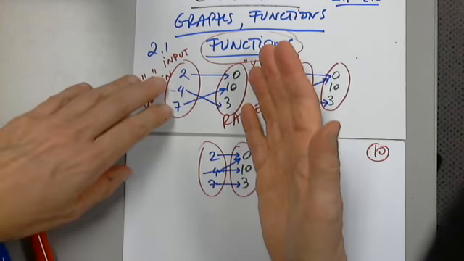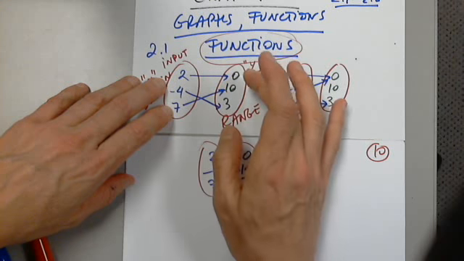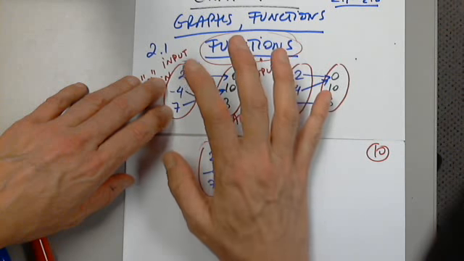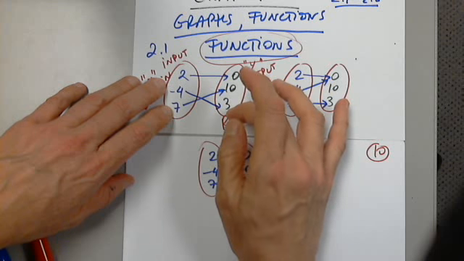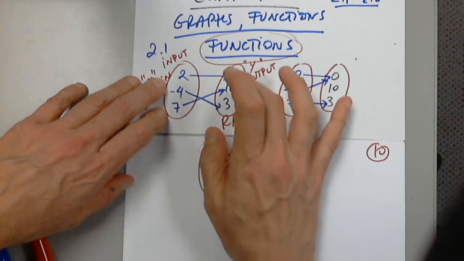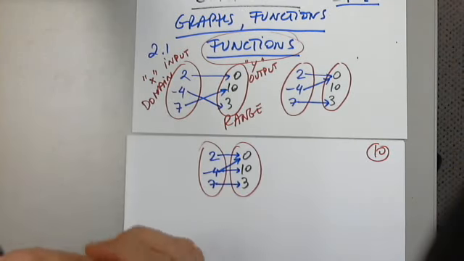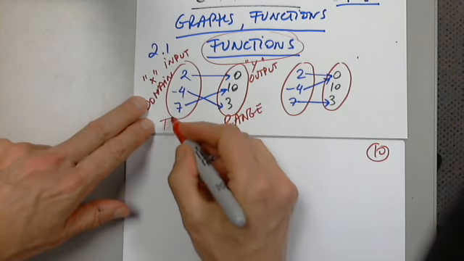So I'm trying to analyze this and see if it's a function. 2 corresponds to 0 only. Negative 4 corresponds to 3 only. And 7 corresponds to 10 only. So is this a function? Function.